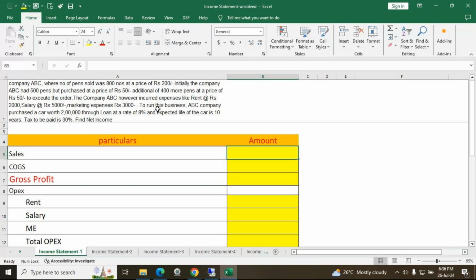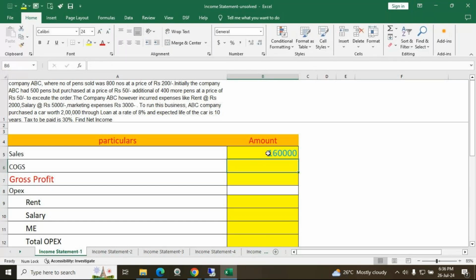The company, however, incurred expenses like rent rupees 2000, salary rupees 5000, marketing expenses rupees 3000. To run this business, ABC company purchased a car worth 2 lakh through a loan at the rate of 8%, and the expected life of the car is 10 years. Tax to be paid is 30%. Find the net income. Now tell me what is the sales. 800 into 200. Very good.